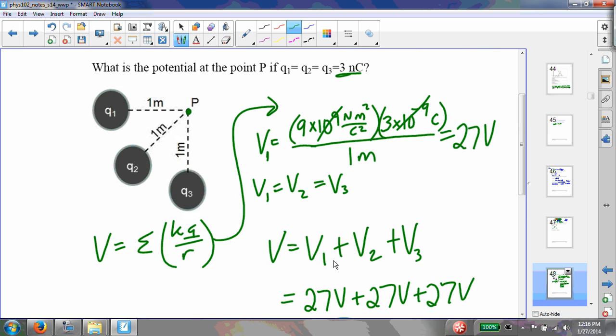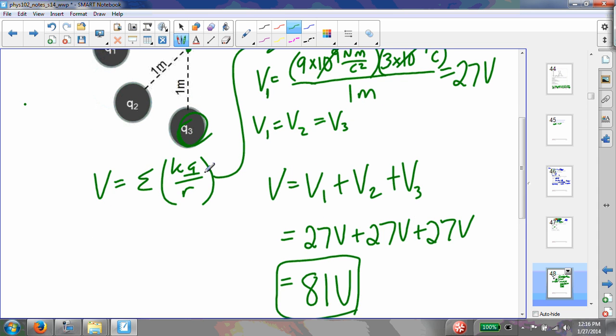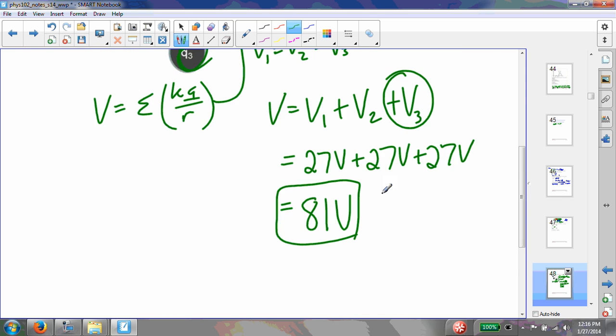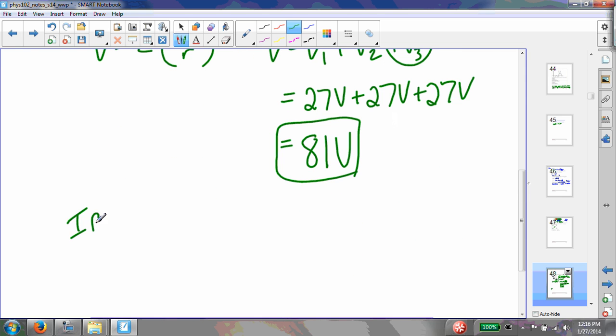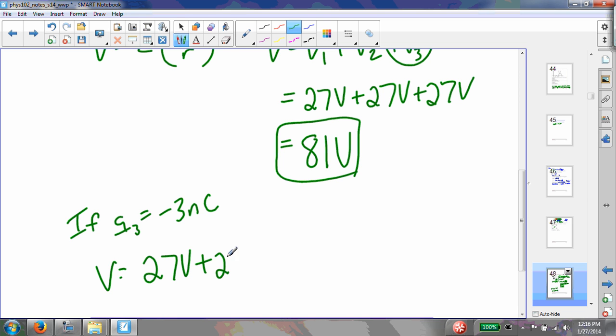Now notice if one of these charges had been negative, say for example if Q3 had been negative, then this value would have been negative. And then the net voltage, the voltage of the three charges altogether, would have been 27 volts, right? Let me write that. So if Q3 equaled negative 3 nanocoulombs, then the voltage would have been 27 volts for Q1 plus 27 volts for Q2 minus 27 volts for Q3, and then that would equal 27 volts.